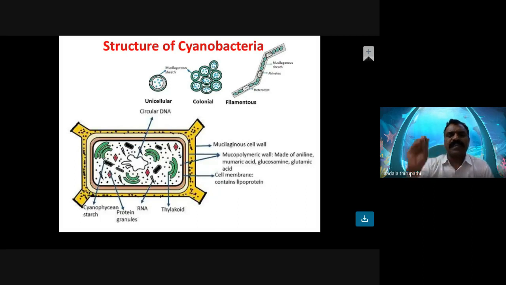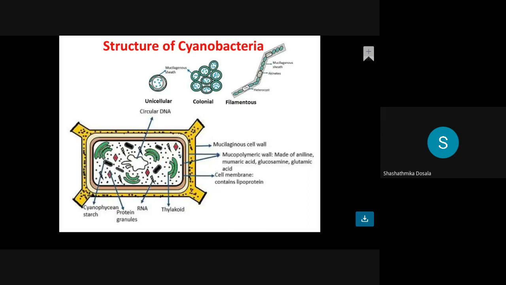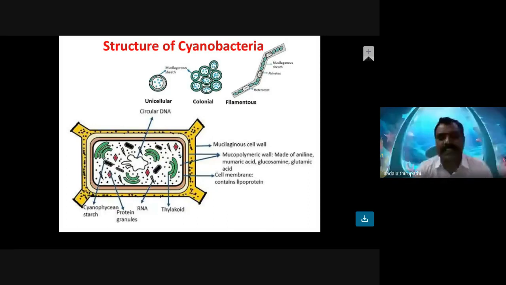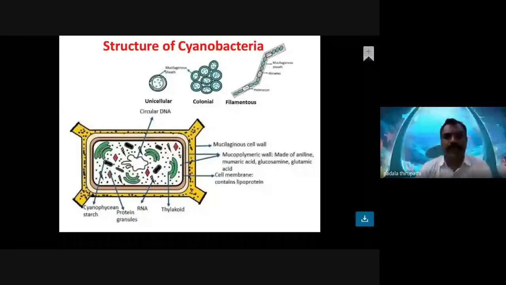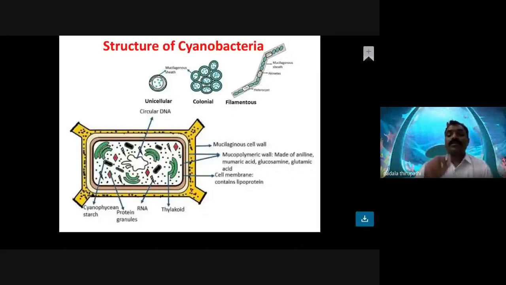You know that 70S ribosomes are present in prokaryotes, whereas 80S ribosomes are present in eukaryotic cells. Our cyanobacteria are prokaryotes, so the ribosomes are the 70S type. These ribosomes possess two subunits: the larger subunit is 50S and the smaller subunit is 30S. Remember, the very primitive cell organelle is the ribosome, which is responsible for the synthesis of proteins.